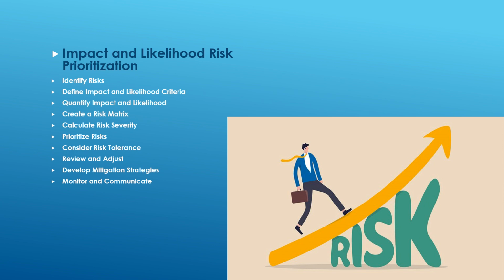Next, monitor and communicate. Implement a monitoring system to track the effectiveness of mitigation strategies. Regularly communicate the status of risks to stakeholders, and be prepared to adjust strategies as needed.